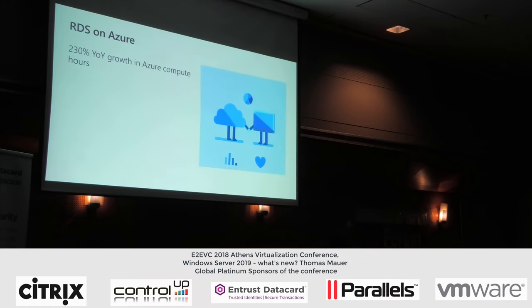So first of all, RDS, and why does it matter? RDS is huge on Azure. It has a huge growth rate. And they mentioned that RDS on Azure is about 10% of the Azure compute. So what the VMs they run on Azure, about 10% is that. So that's a huge amount, especially if you think about that 50% of the VMs running now on Azure are Linux VMs, right? So that's a big number here.